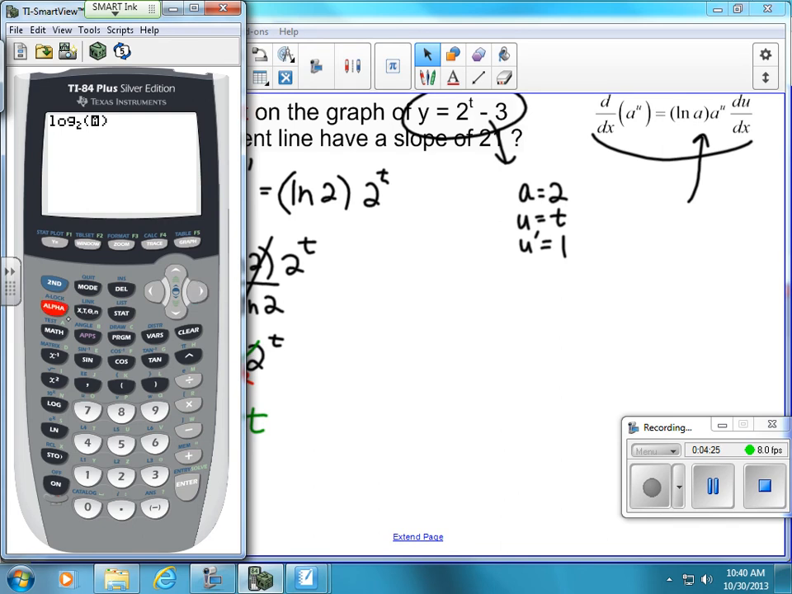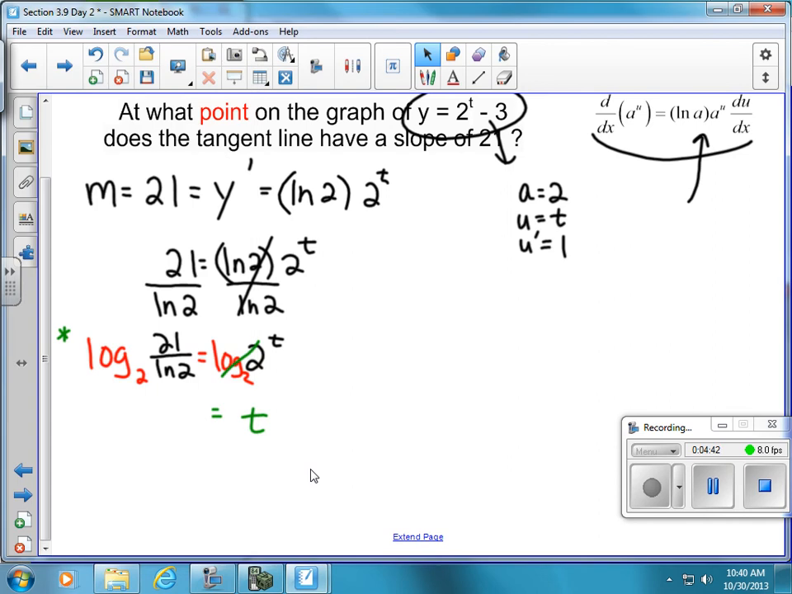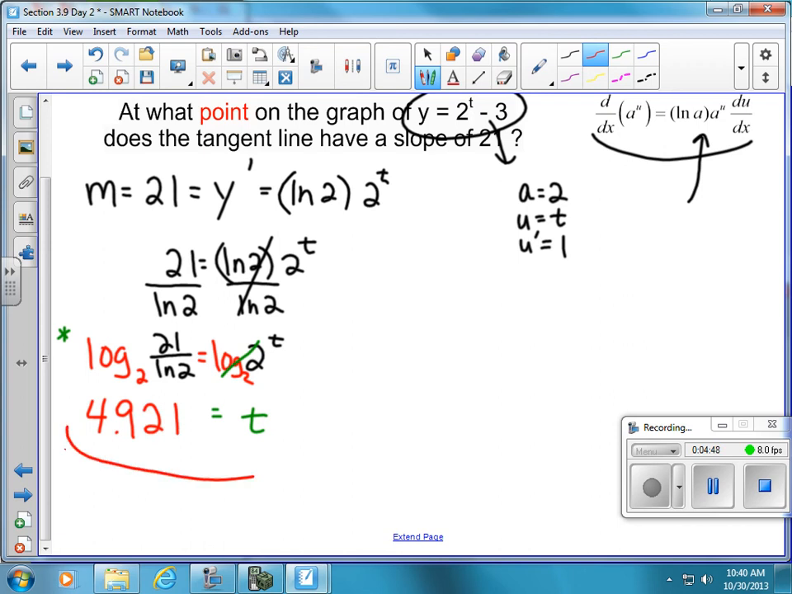So let's make a fraction. 21 over ln of 2. I'm going to put another parenthesis there just so I don't get an error. And I think we're ready to go. Enter. 4.921. Remember, we want 3 decimal places. All right, that's the t value of the point, and that's what they were asking for in this question.